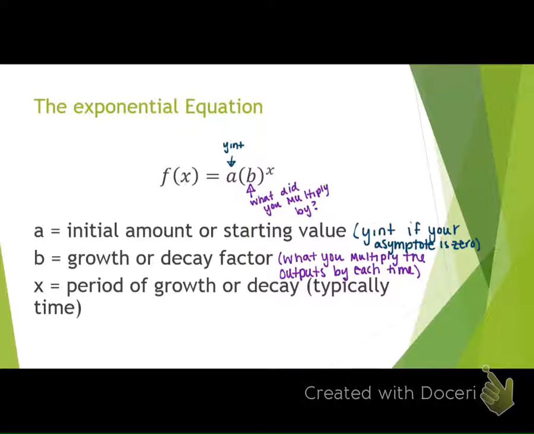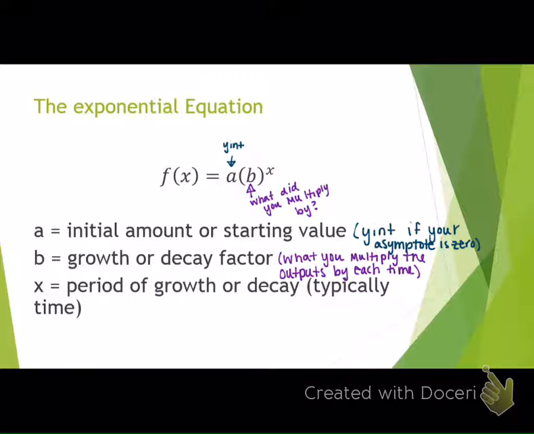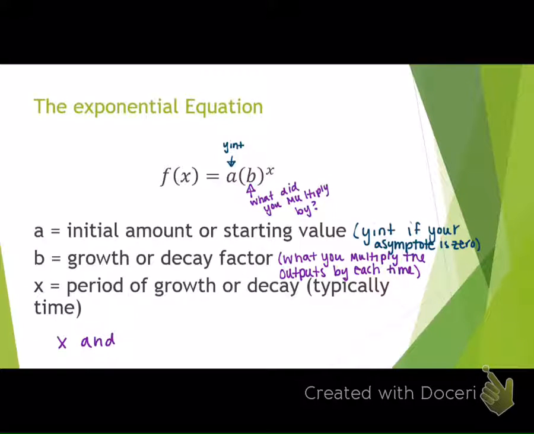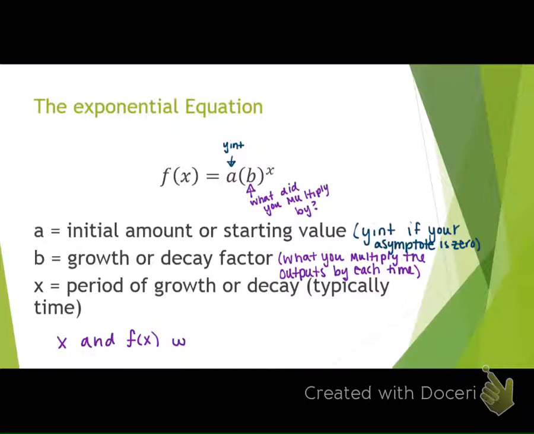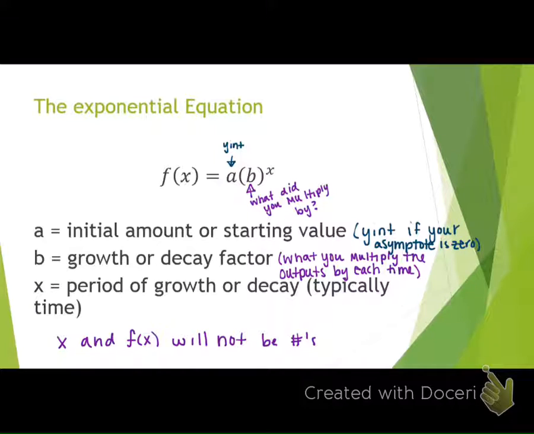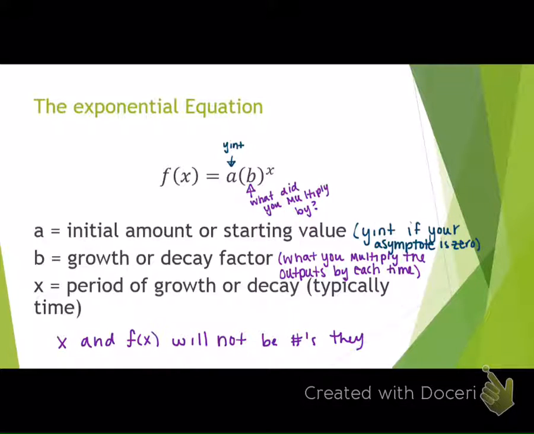And then x is the period of growth or decay, and it's typically time. So x and f of x will not have a number to substitute in for. So it will not be numbers. They will stay in the problem, just like y and x stay in the problem in y equals mx plus b.